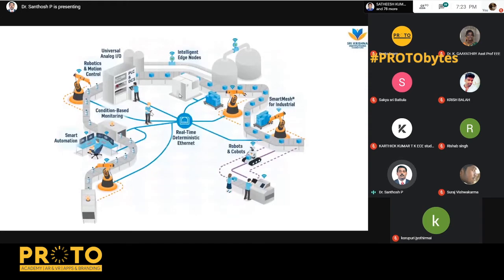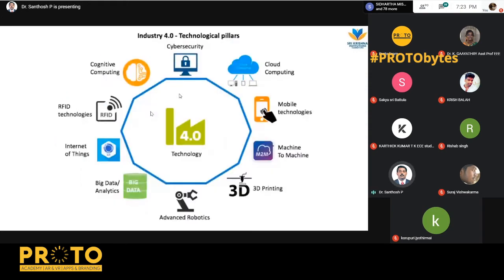And again, the technological pillars. Earlier, we had just an overview of what there is, but now the actual technological pillars: what is happening there, what communication is happening, what is supporting them. These are the technological pillars that are supporting Industry 4.0.